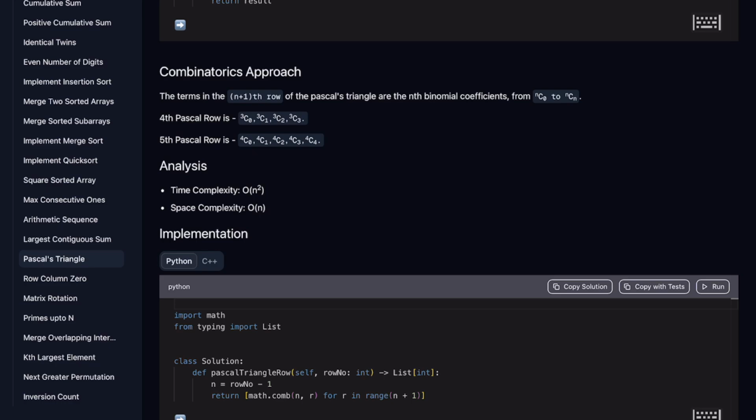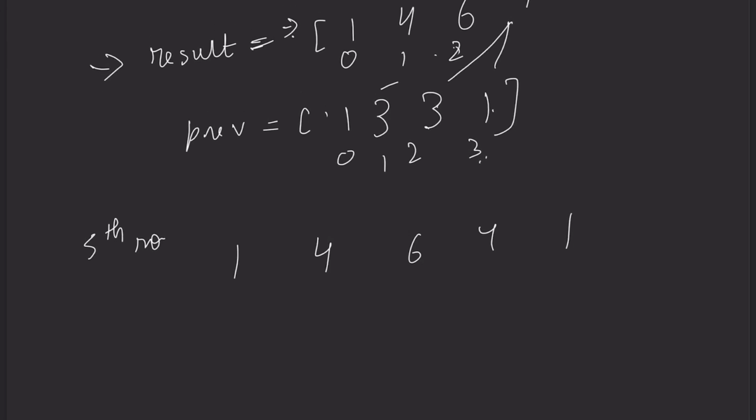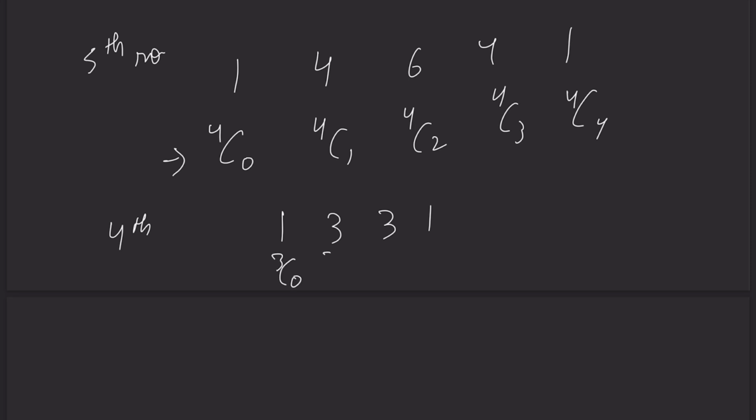In this, if you look at the fifth row, it is 1, 4, 6, 4, 1. Now, if we calculate, these are exactly 4C0, 4C1, 4C2, 4C3, 4C4. So the fifth row of the Pascal's triangle is actually 4C0 till 4C4. What is the fourth row? Let us look at the fourth row. The fourth row was 1, 3, 3, 1. So this is 3C0, 3C1, 3C2, 3C3.